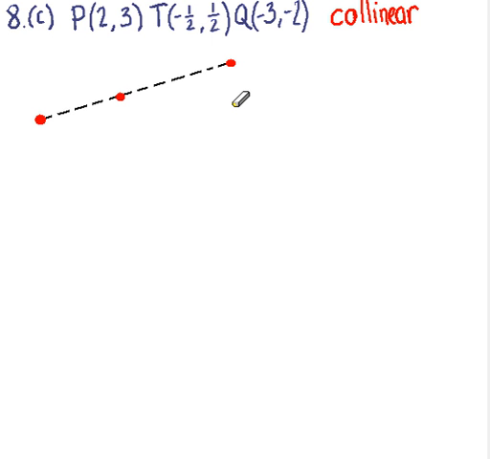Now, it is possible for 2 lines to have the same gradient but not be collinear, like parallel lines. But because point T is common to both lines, then the fact that the gradient here is the same as the gradient here means that all 3 points are collinear. They lie in a straight line.